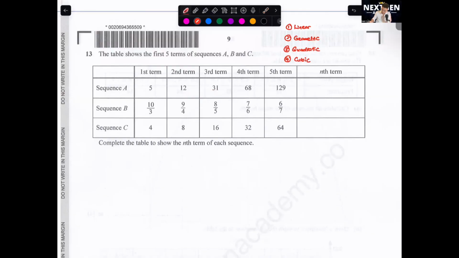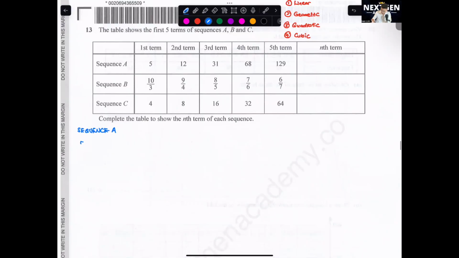Okay, how do we check it? Let's look at this sequence A first. Okay, we write down here. Sequence A. 5, 12, 31, 68, 129. Okay, we're going to do the first difference. Okay, subtract it. This will be 7, 19, 37, 61. Okay, we go another layer down.